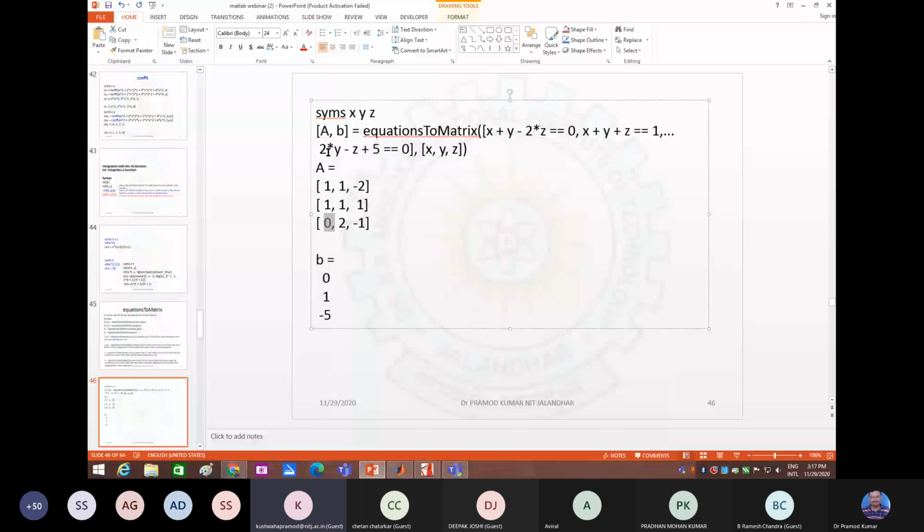And this 2 is here, and minus 1 of this z. And this constant term goes to the B matrix here. That is 0, 1, 5. Constant term goes to the right side, like Ax plus B. And then we can convert to the matrix, and after that we will be able to solve to find out the x, y, z.